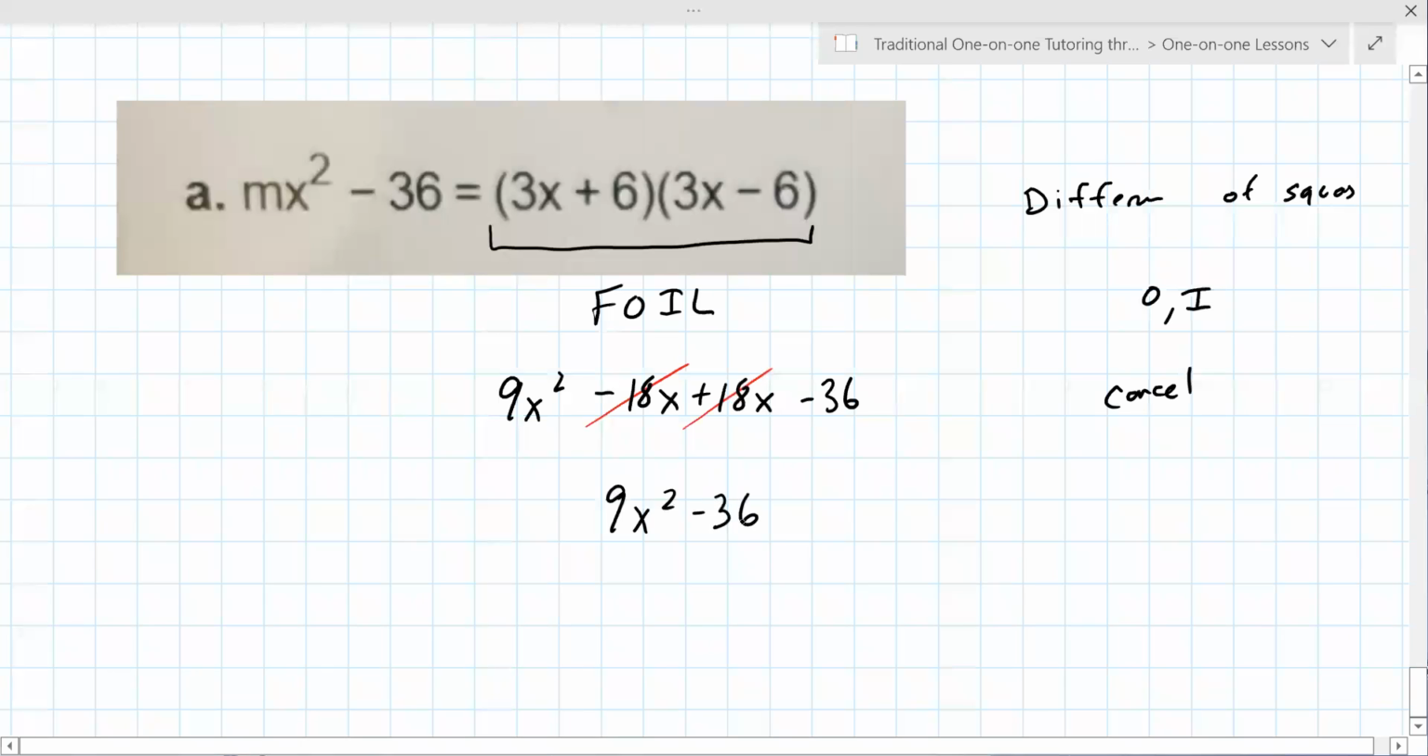9x squared minus 36. Yes. So the shortcut, though, is to say, oh, to get M, and this is, by the way, what you would see on an SAT, ACT type test, is just multiplying these two. That gives you the value of M. Now, if you FOIL it, you still get it, but you can do it faster.